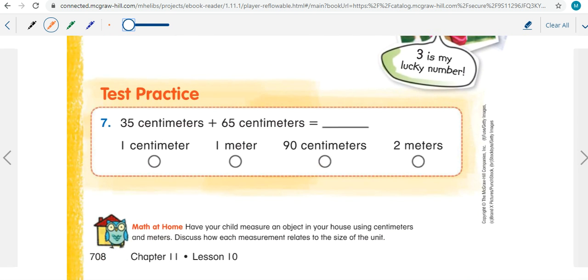And finally, number 7. 35 centimeters plus 65 centimeters is equal to what? Okay, let's add. 35 plus 90. Let's add 9 plus 3. It's 12. So it's about 125 centimeters. And remember that 1 meter is equal to 100 centimeters. So the answer is 1 meter.